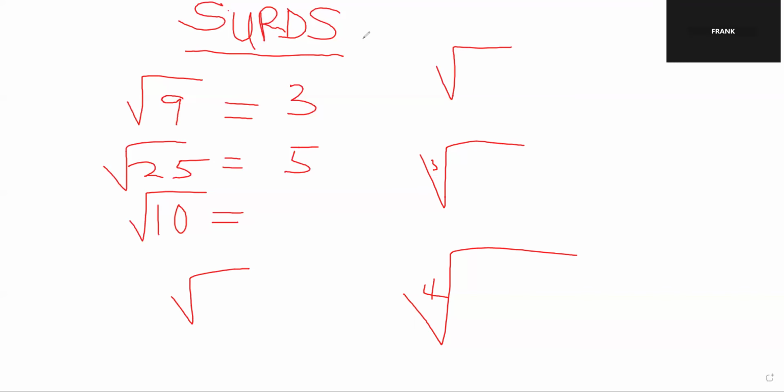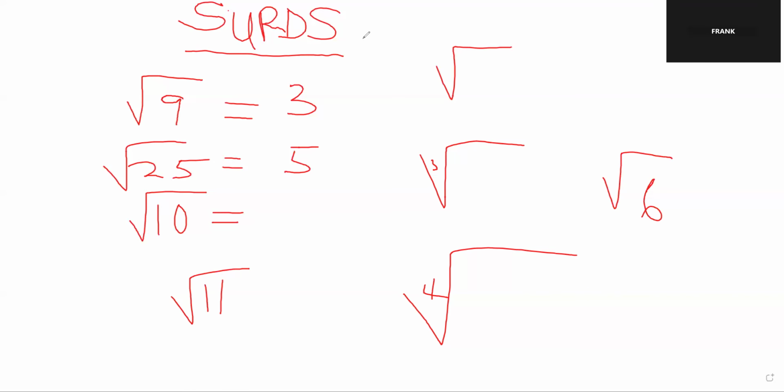I can think of root 11, don't add it. I can think of root 6, don't add it. All of these are surds because you cannot actually get a number times itself to give you 6, and you cannot also get a number times itself to give you 11. So all of these are surds.